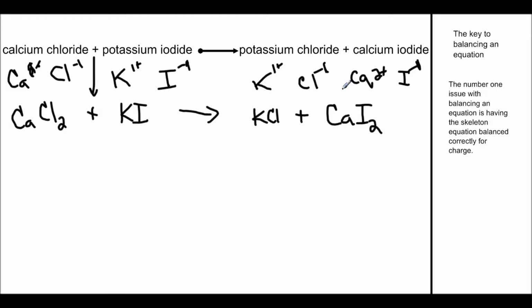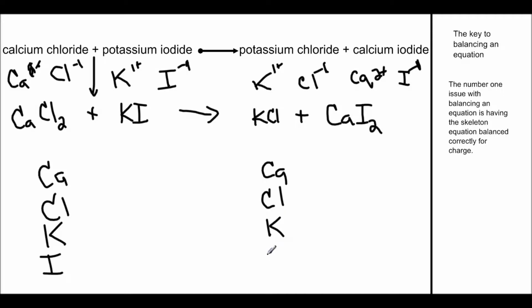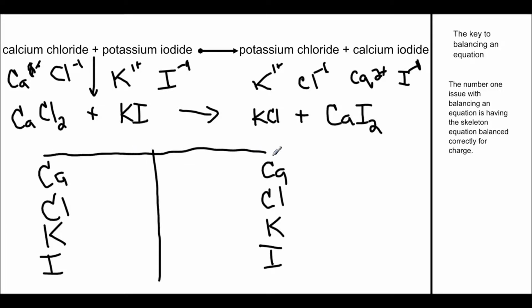That is our goal of balancing an equation. What we need to do is make sure we have the same number of calciums, chlorines, potassiums, and iodines from the product side to the reactant side. You can use a table to do this if you'd like. For some people, that visual representation is really helpful. So you could do it out like a table like this and start here, 1 and 1.